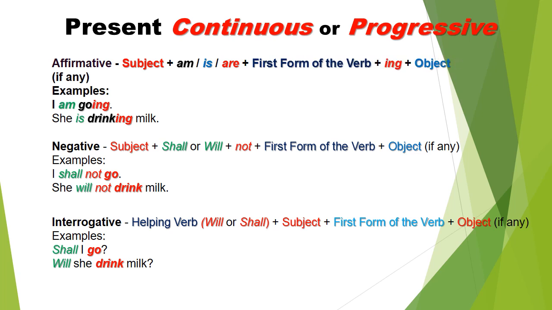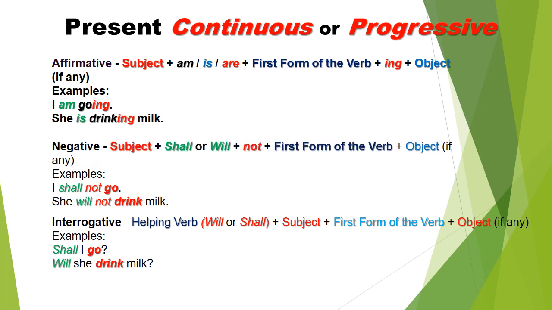For negative construction, the form will be like this: subject plus shall or will plus not plus first form of the verb plus object if there is any. I shall not go. She will not drink milk.